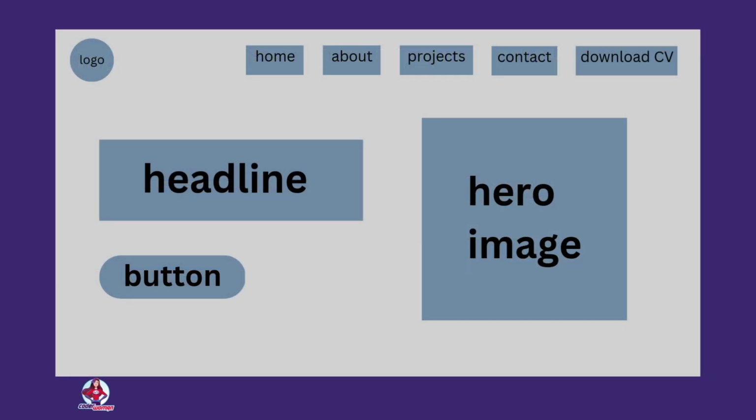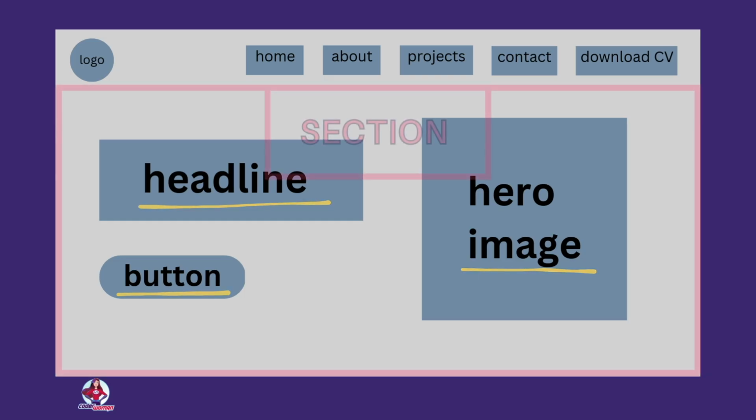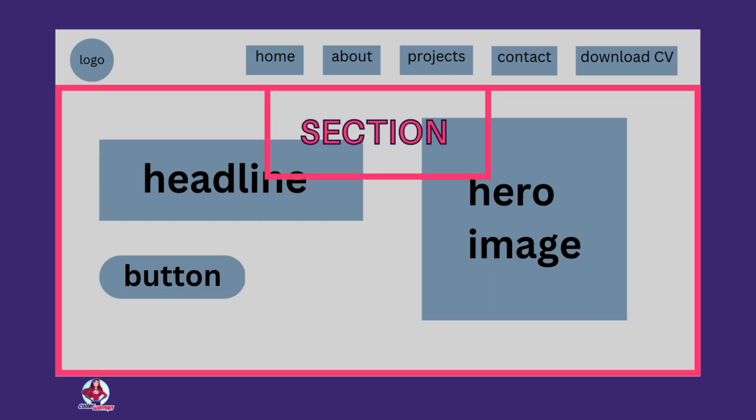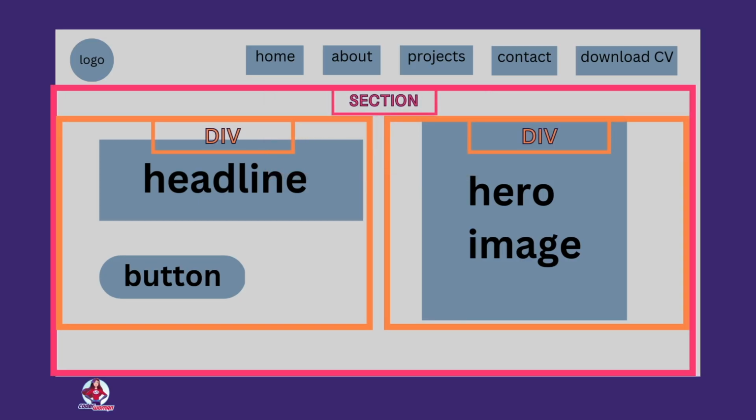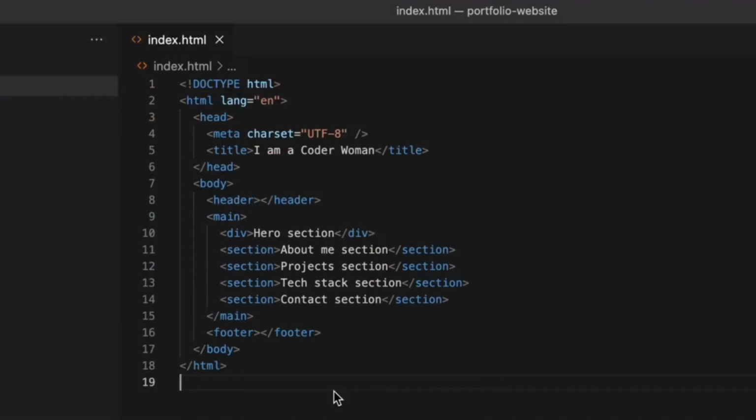Let's take a look at the hero section on our web page. It includes a heading, button, and image. To make the content more meaningful and easier to understand, we use the section element to group everything related to the hero section. But that's not all. For example, we can use a div element inside the section element to group the heading and button. We can add another div element and place an image inside it. This allows us to style and manipulate the content as a group and even separate the left and right sides if we want to.